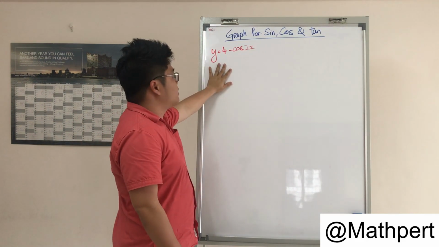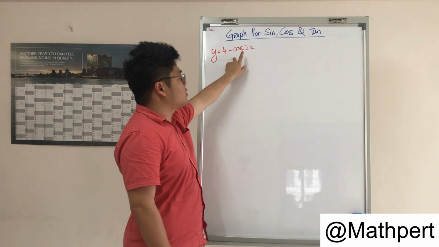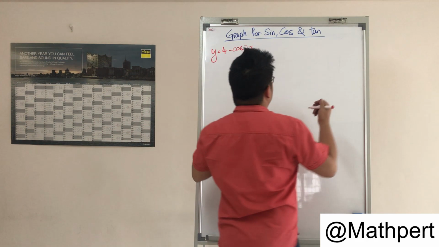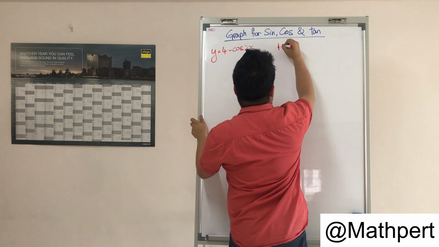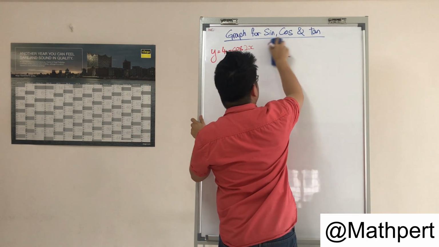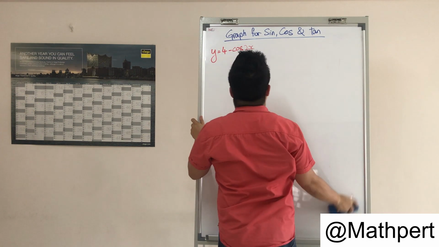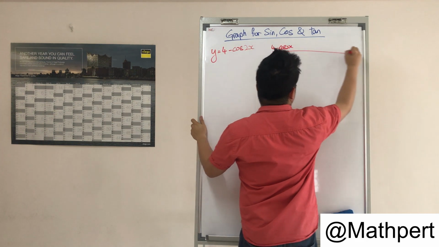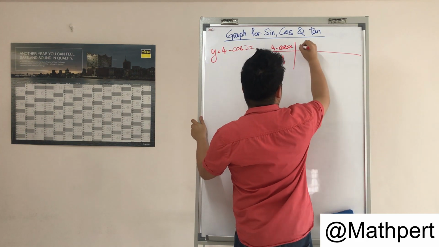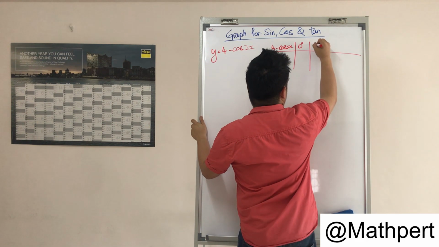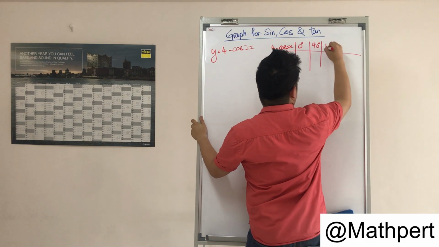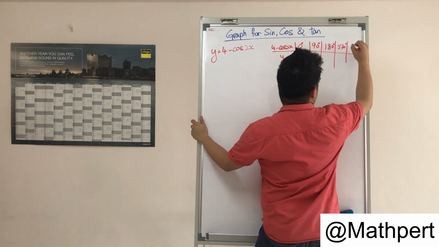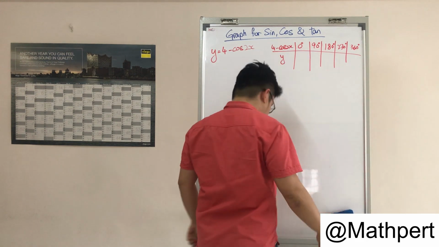Now let's take a look at these questions. Y equals to 4 minus cos 2x, and we are asked to sketch the graph for this. Right? So, for 4 minus cos 2x, alright? This is 1. 0 degree, 90 degree, 180 degree, 270 degree, 360 degree. Alright?